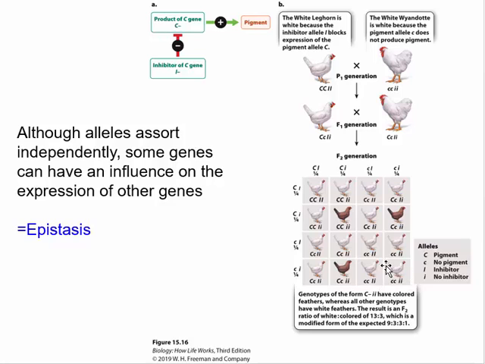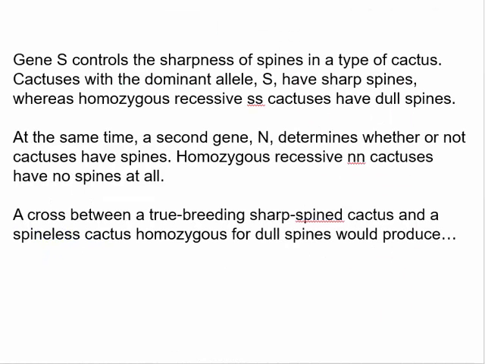Now, it doesn't matter down here. This white colored chicken here, it has two little I alleles, yes, but look, it doesn't have the capital C allele, so it doesn't produce pigment. So that is an example of epistasis. Now you try one.